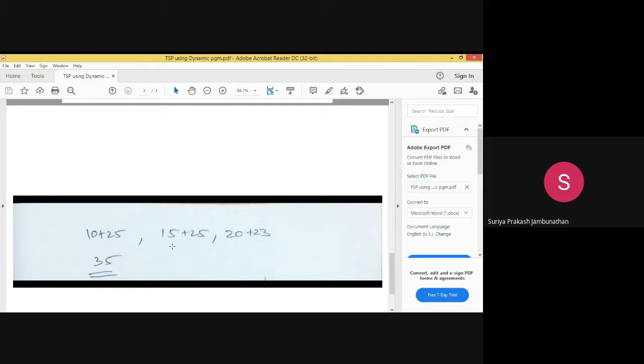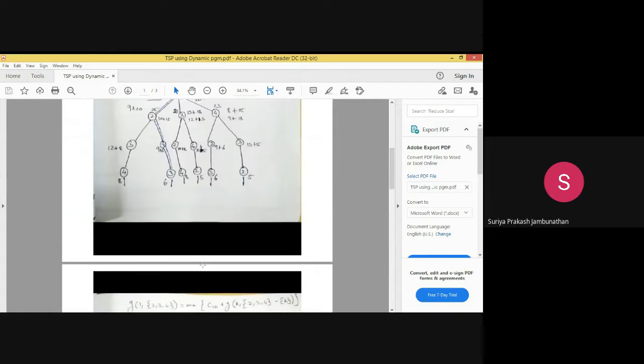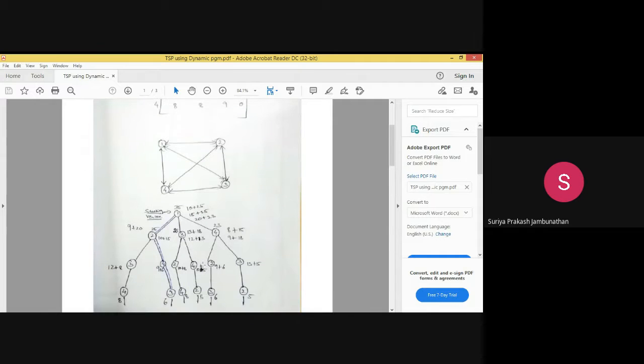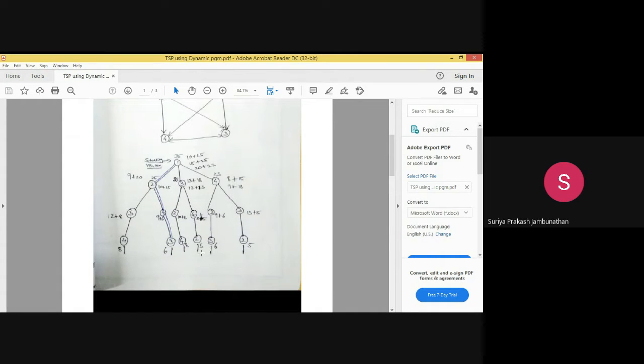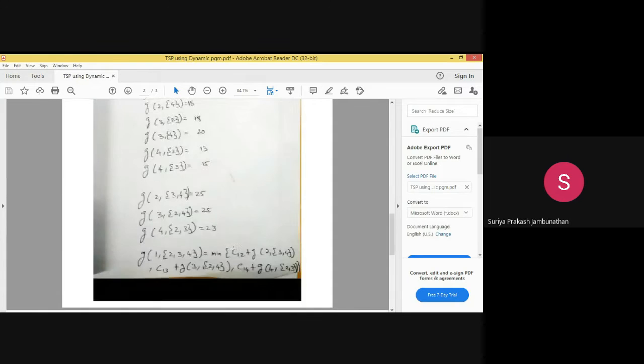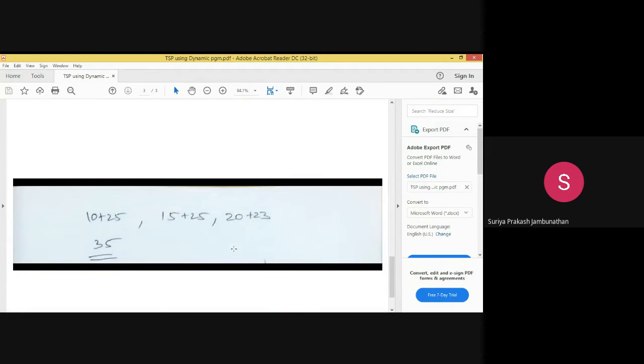So 10 plus 25 is 35, 15 plus 25 is 40, 20 plus 23 is 43. Among these three, the least one is 35, that we are taking as the answer. So the path that we identified is 1 2 4 3. This is the path we identified, and we made it in the form of the formula.